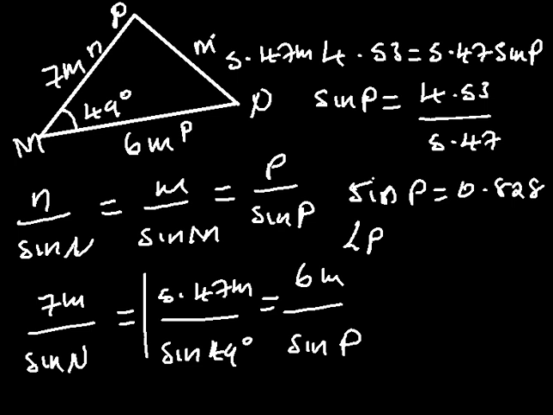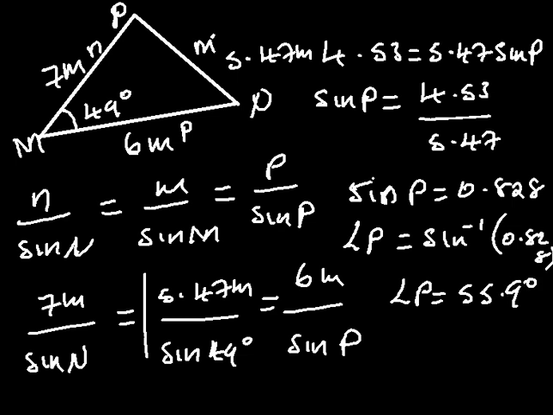Now the angle P will be given as the sine inverse of 0.828. So in that case, that angle P is given as 55.9 degrees. So that is the value of the angle P. And now we have the value of the angle P.